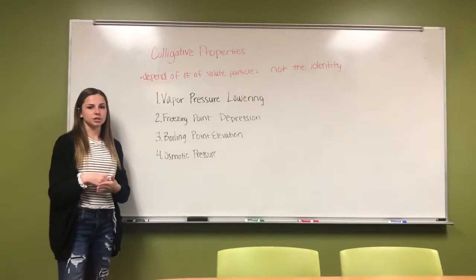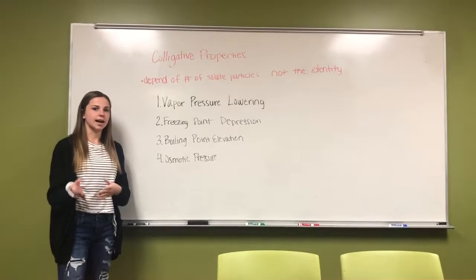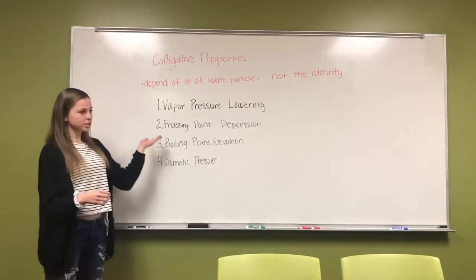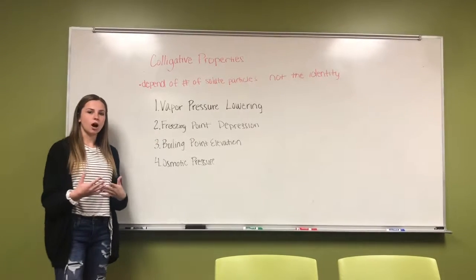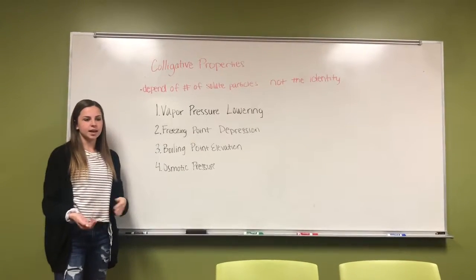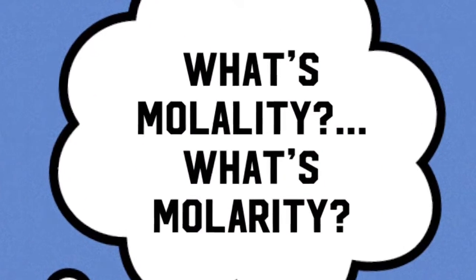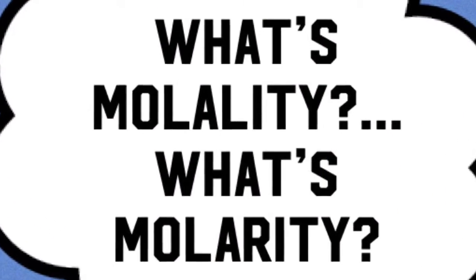So that is just a concentration equation. It's not based on any specific elements. And for example, freezing point depression, that's the reason why we put salt on roads in the winter, because it makes the freezing point lower, so ice won't form as easily. What's molality and what's molarity?